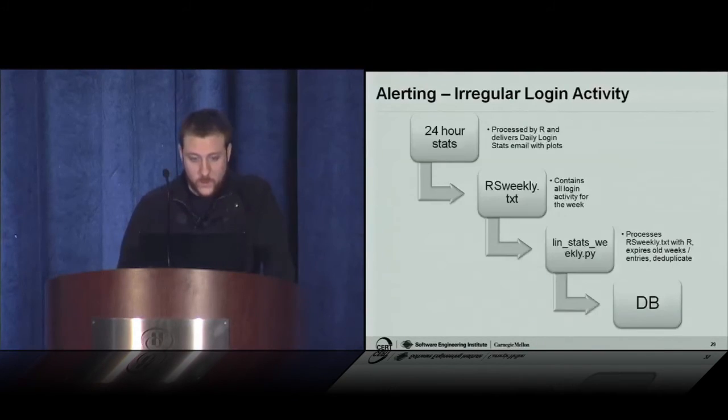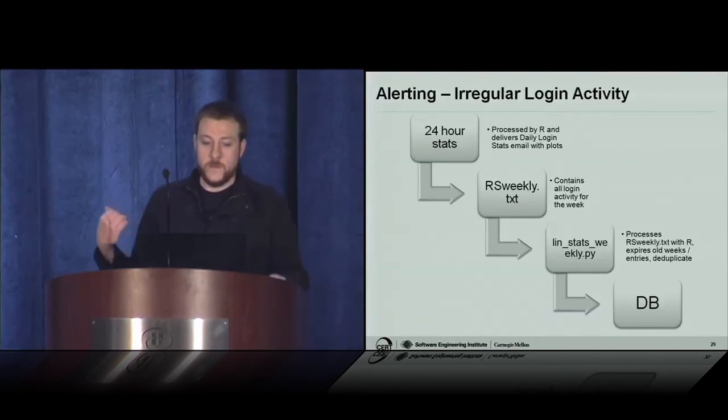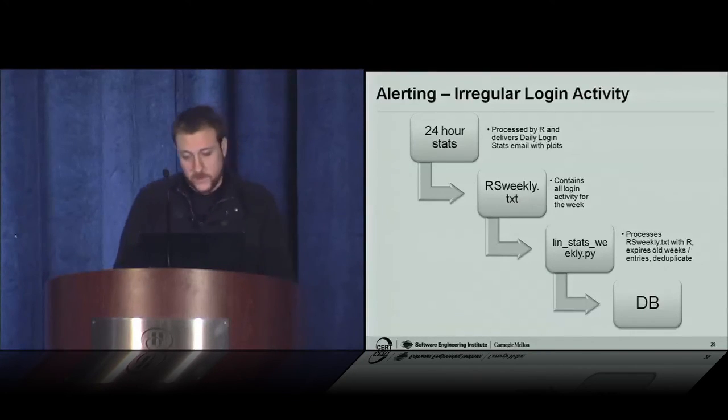The way we get the data and then eventually alert on it is we'll pull 24-hour login stats or login information, and then we process that with R. It spits out a nice email that our team can look at in the morning and see any activity that happened in the last 24 hours, such as logging in at 3 in the morning or something. And it gives just basic stats and some basic plots on user activity and host activity associated with logins.